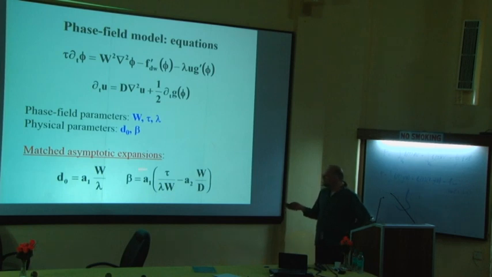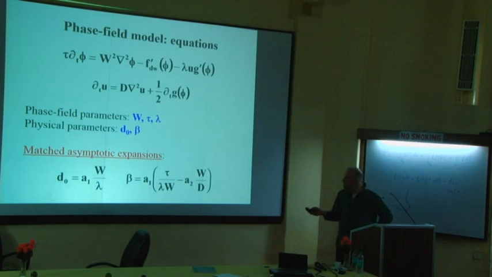So this mathematical procedure gives you relations that relate the physical parameters, which are the capillary length d0 and this kinetic coefficient beta, to the model parameters. The model parameters are what? They are W, the interface thickness, this coupling constant lambda, and this relaxation time of the phase field. The physical parameters are d0 and beta. So here you see how d0 and beta scale as a function of these model parameters. So if you have a given d0 and beta, you can choose your phase field parameters in such a way as to match these physical values.